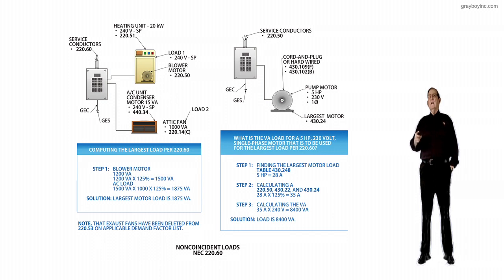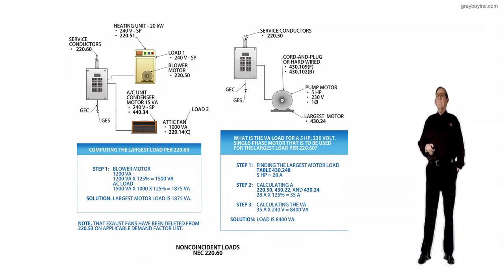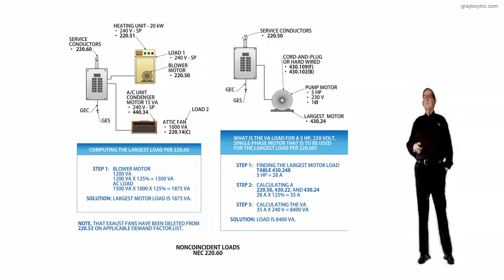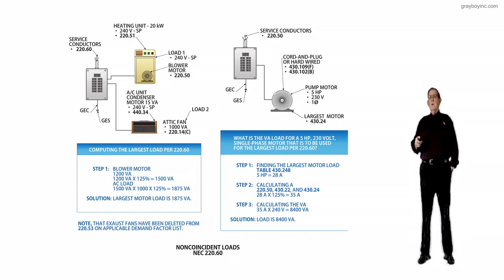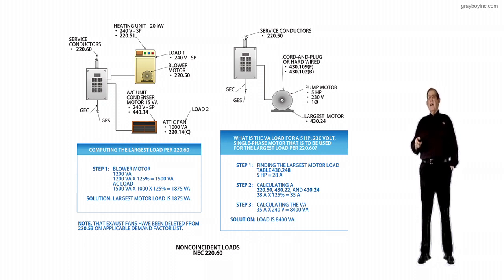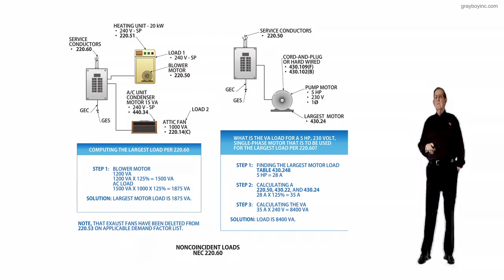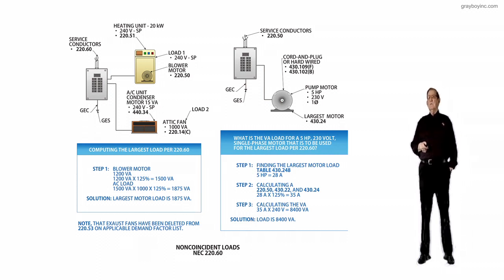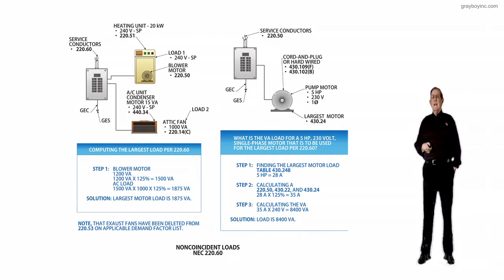Now going over to the second boxed-in calculation, we're looking at a motor load which is 5 horsepower. Now how do we get that? We'll look at the above illustration. We have a pump motor that's 5 horsepower, 230 volts, single phase, and it happens to be the largest motor. So we would go to our table 430.248 of the code for single phase motors. The 5 horsepower would be basically 28 amps.